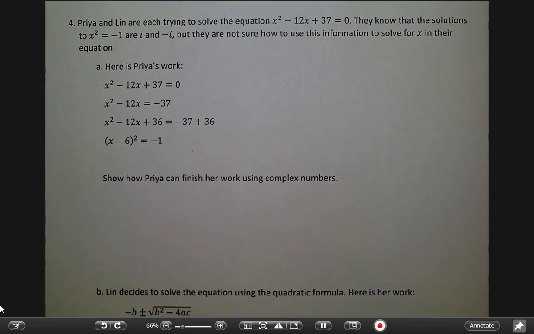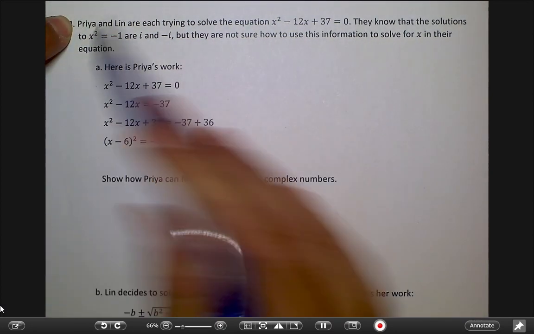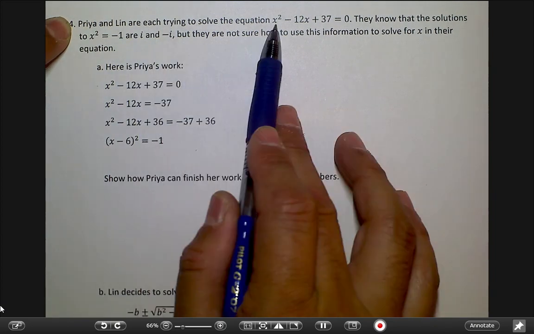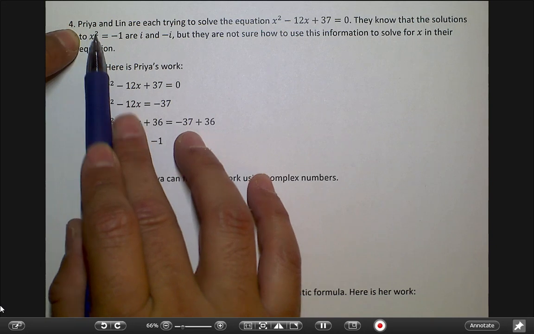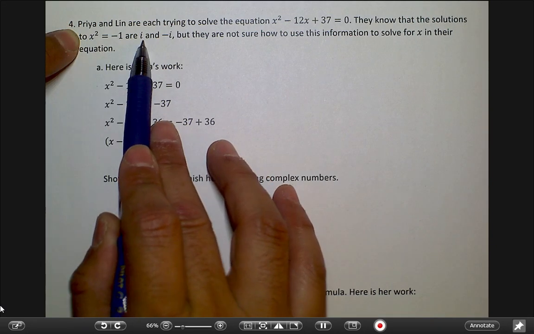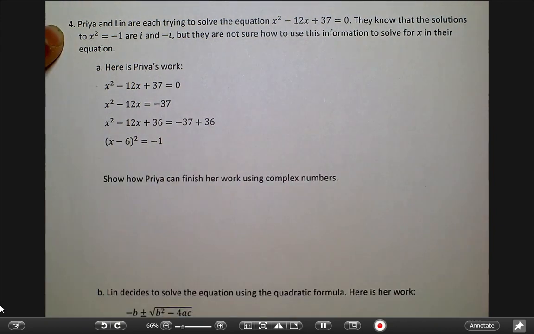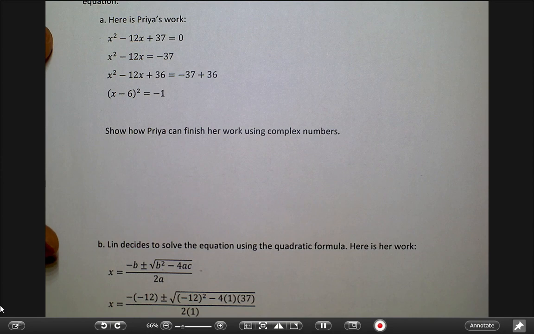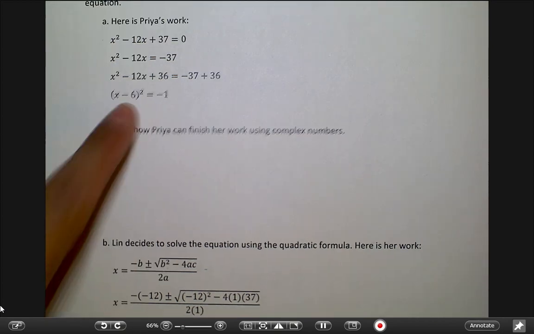All right, let's see. For this one right here, it says, let me see. It says Muhammad and Eric are each trying to solve the equation here. They know that the solutions to x squared equals -1 are I and -I, but they're not shown. Show the information and solve for this. Finish their equation. Okay, so this first method, this is what Muhammad's working on right here, and Muhammad's like, hey, it's all the way down to here, and it says finish.